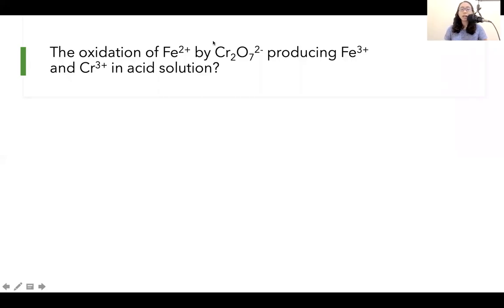Now that you know how to assign oxidation numbers, we can try by looking at the redox reaction described here. The oxidation of iron 2 by dichromate producing iron 3 and chromium 3 in acid solution. Our reactants are iron 2 ion and dichromate ion. The products are iron 3 and chromium 3.